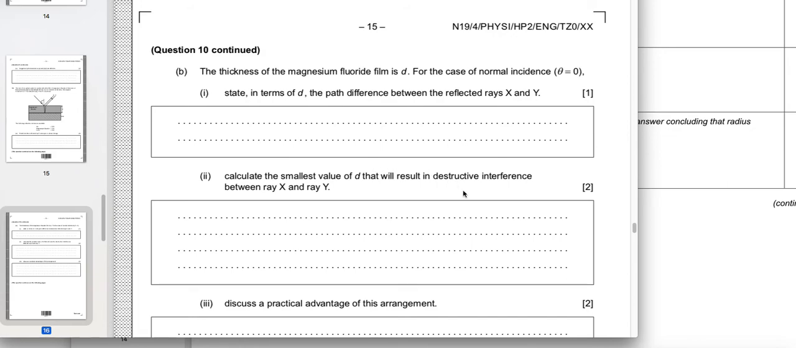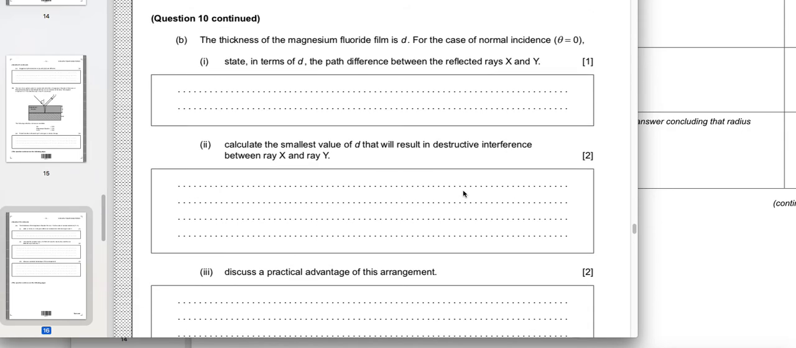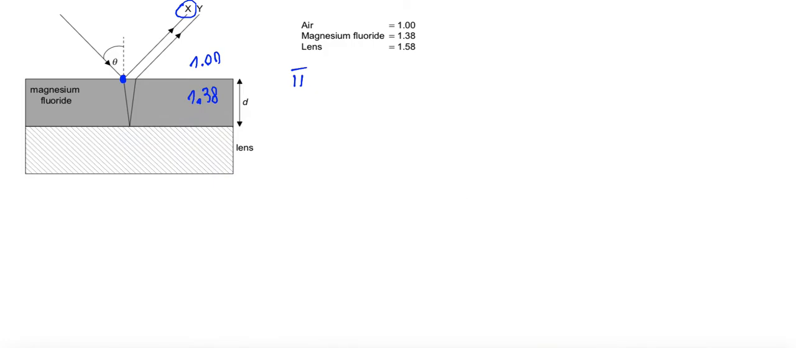B. The thickness of the magnesium fluoride is d, and for normal incidence we have to find, in terms of d, the path difference between the reflected rays x and y. Okay, the real path difference is of course 2d, because the second ray travels a longer distance by this. And of course now the question is whether it asks about the path difference in nanometers or the path difference including the phase difference. In my opinion it is 2d, but of course it can be shifted also by half of lambda.